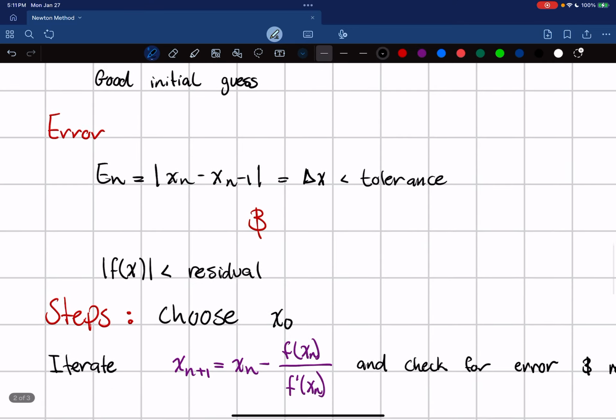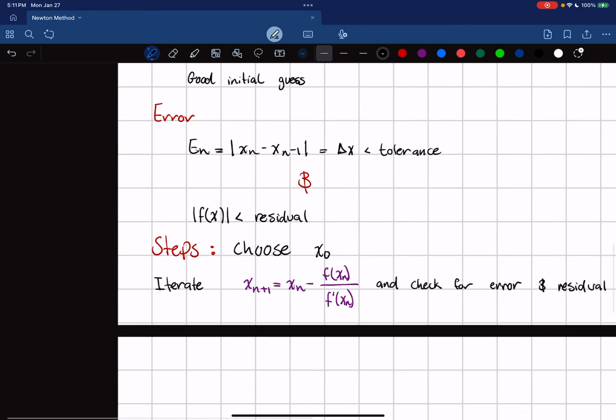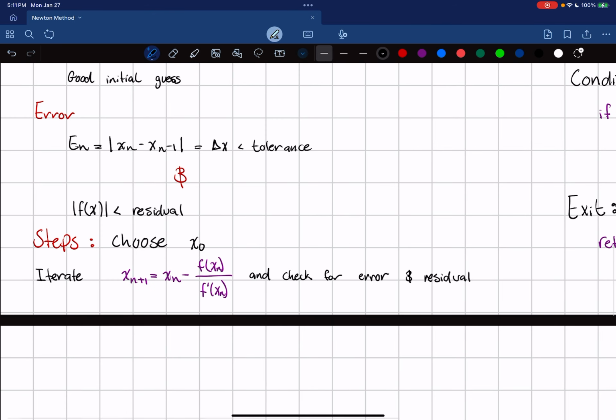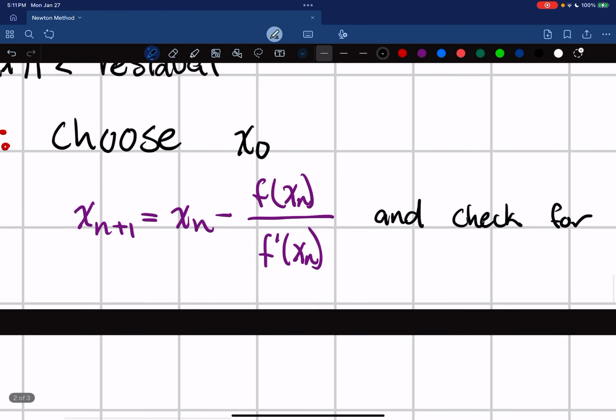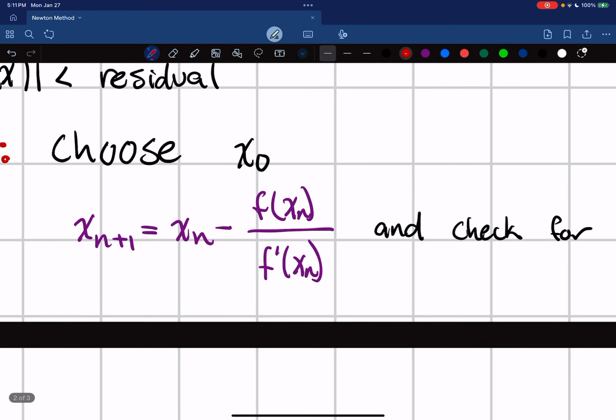I try to keep it pretty because I hate clutter. So the steps to do Newton's method are simply: choose an initial guess, then iterate using this function. This is going to be your initial guess here. This will be 0, this will be 0, this will be 0. You'll get your x at 1. Then you'll look for x at 2, and then it will switch.